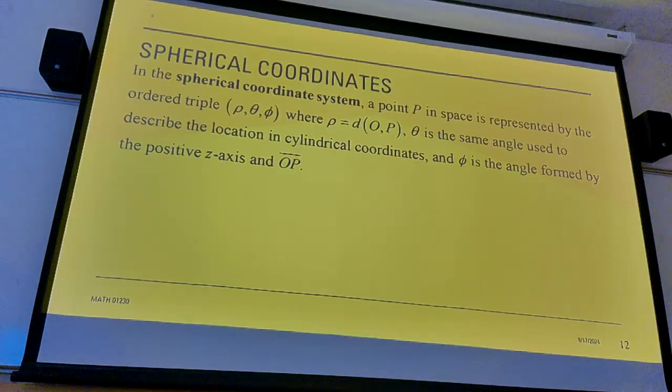Theta is the same angle as in polar and cylindrical. So what you do is you take the projection of your point onto the xy plane, measure the angle the line segment OP makes with the positive x-axis. That is your theta. Phi is the angle formed from the positive z-axis and the line segment OP. This is known as your angle of declination.